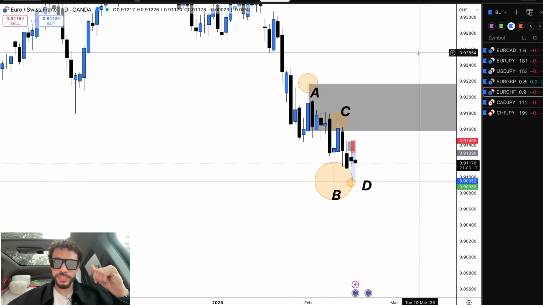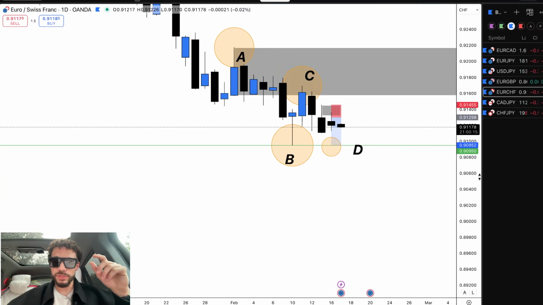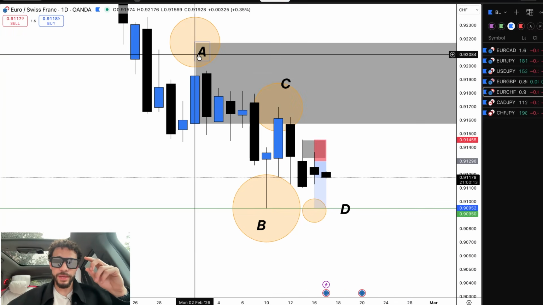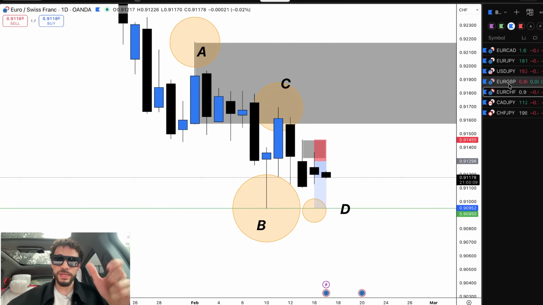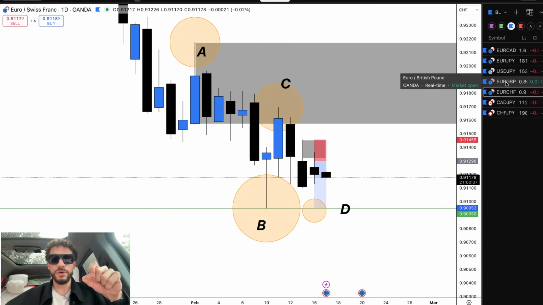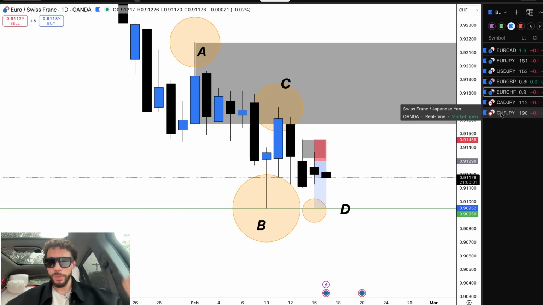Here we have Euro CHF, which is a very similar setup. Now I want you guys to see this. A, B, C, D. Not only that, we have Euro GBP that's also betting on bearish Euro. So that's another confluence that I could play on this, where I have two pairs where the Euro is clearly in a bearish bias on them.